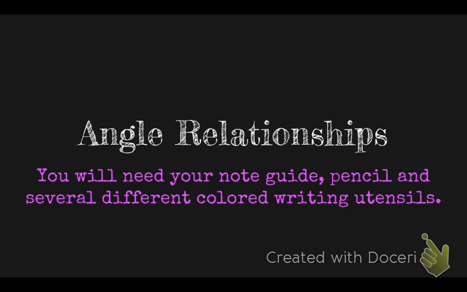You'll be learning today about a specific angle relationship, and you're going to need a couple of supplies. So you're going to definitely want to have your angle relationship note guide, a pencil, and several different colored writing utensils. I'd recommend 4 or 5 different colored highlighters, or 4 or 5 different colored pencils, or 4 or 5 different colored pens. Please pause your video, gather up those supplies, and resume the video when you're ready.